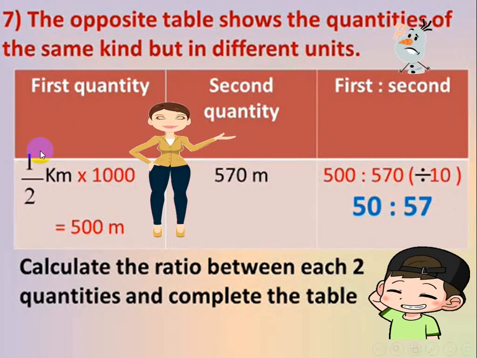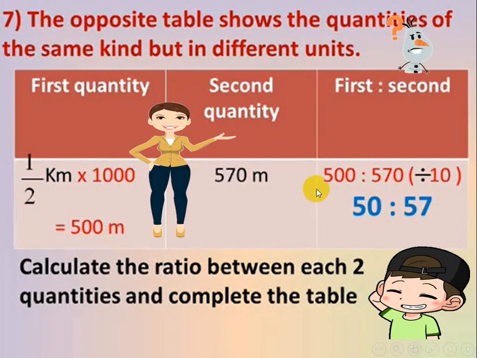The next question. First quantity, half kilometer. Second quantity, 570 meters. I can't find the ratio between two different units, as we said. So I'll convert the kilometer to meters. Of course, I will convert the kilometer. So half kilometer, half times 1000, as you know, because 1 kilometer equals 1000 meters. So half times 1000 equals 500. So half a kilometer equals 500 meters.